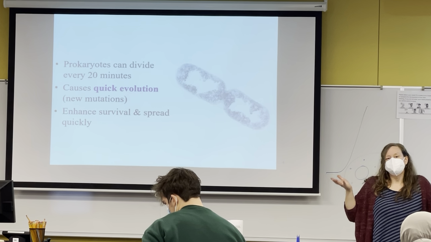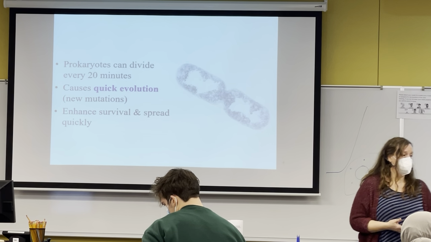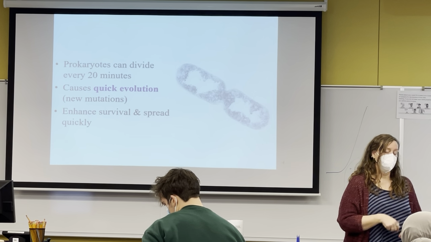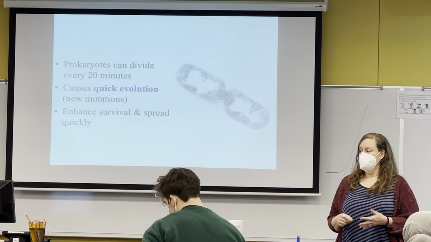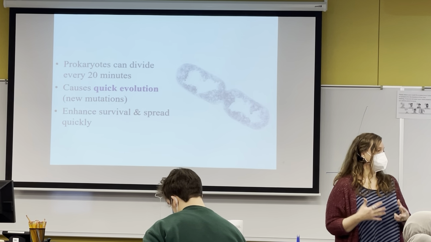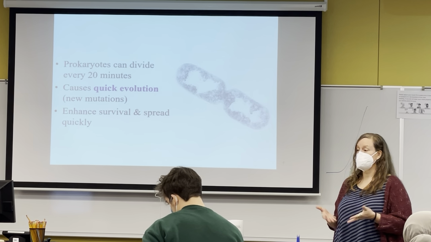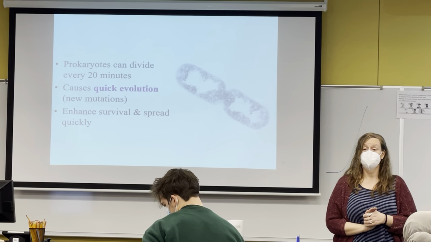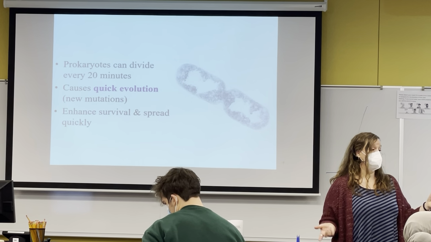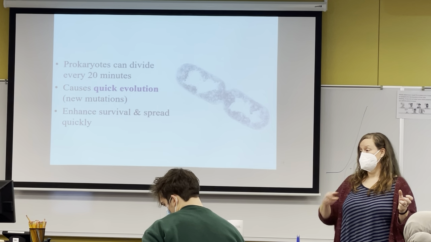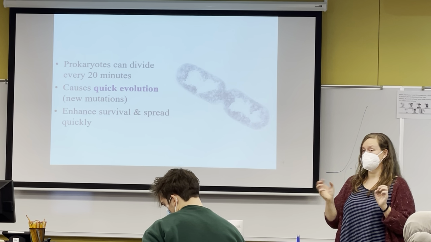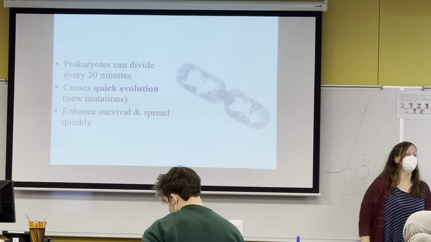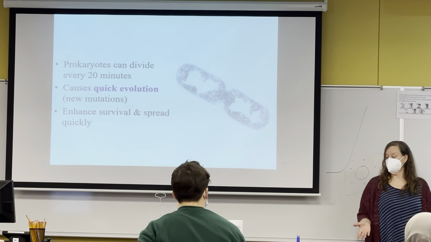Could be a mutation that doesn't really serve them in the environment right now, but maybe later could help them or hurt them. Or it could be a mutation that immediately helps them survive better in their environment. So there's one of those three options, but a lot of times the mutation will just be something that doesn't help them right now. It's not selected for, but later in life, the environment might change and then they're like, oh, look at me, I'm lucky. I had a gene that allows me to survive in the presence of this environment.